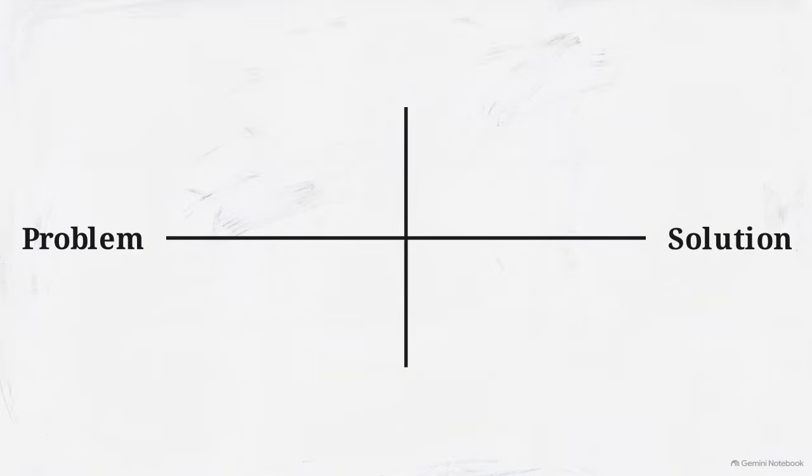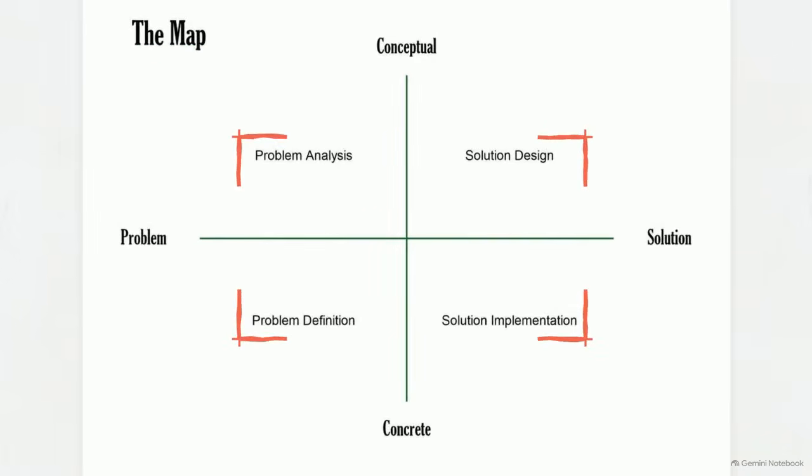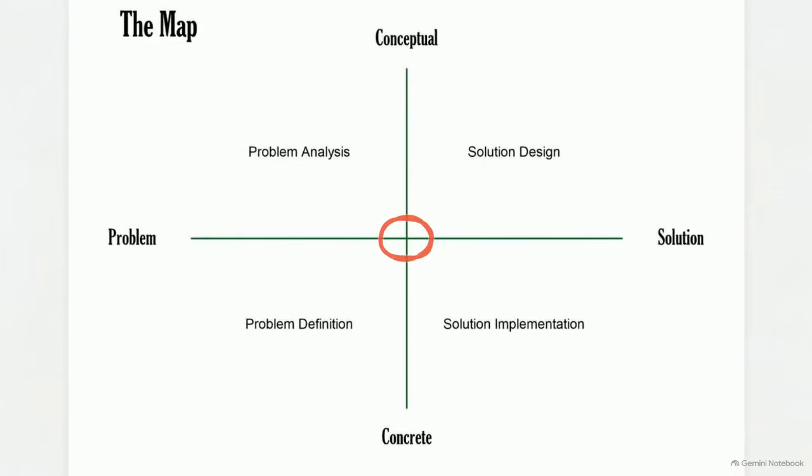We start with a horizontal line. The left side is the problem space, the right is the solution space. Next, a vertical axis. The bottom is the concrete, tangible reality. The top is the conceptual, the world of ideas. This diagram shows the map, dividing problem solving into 4 quadrants, starting bottom left, clockwise: problem definition, problem analysis, solution design, and solution implementation. By crossing these axes, an abstract workflow gains spatial reality. Every task now belongs to a specific location.